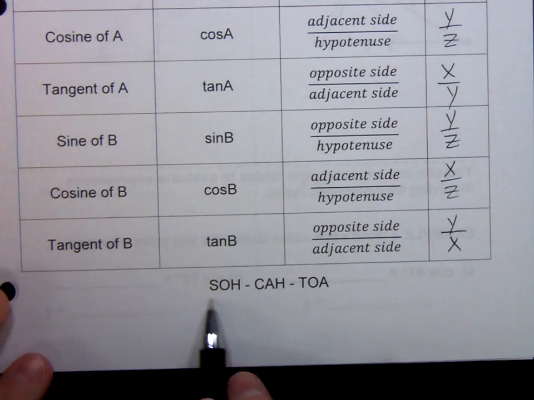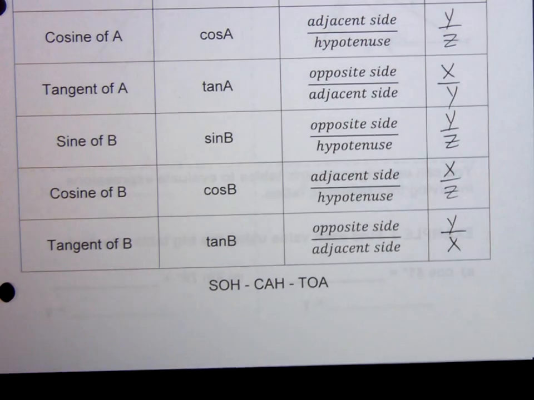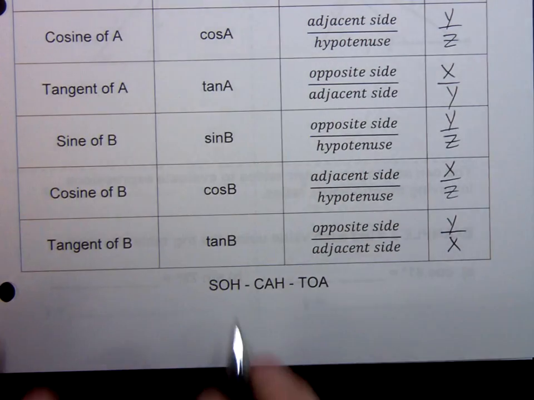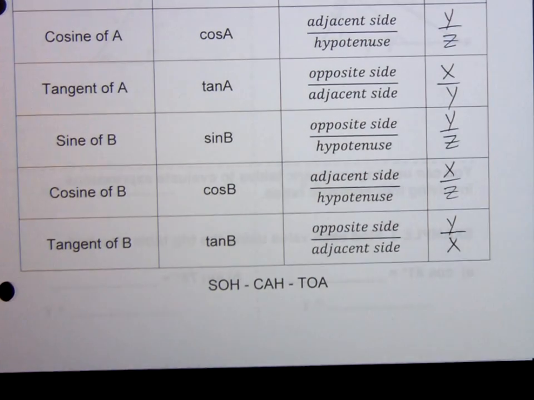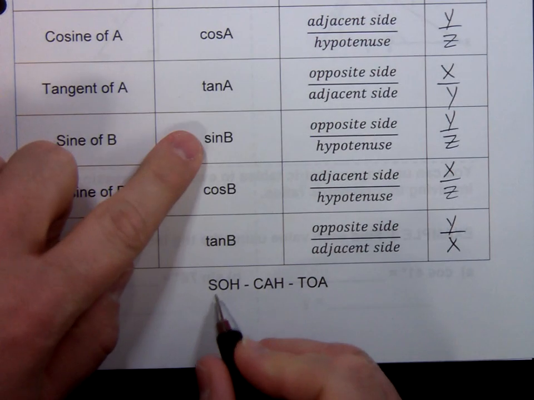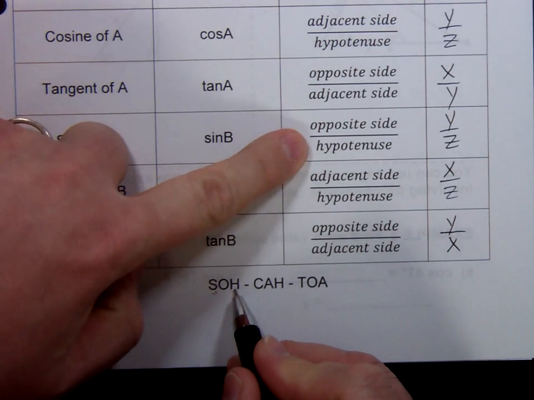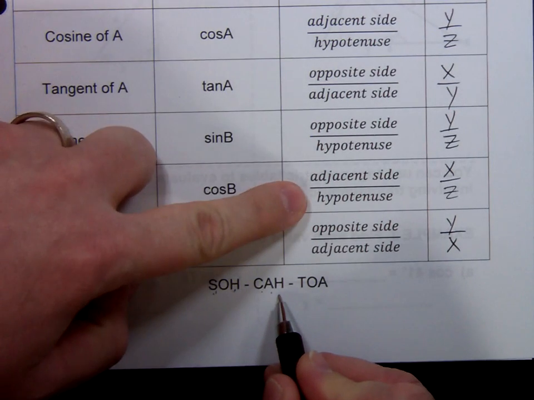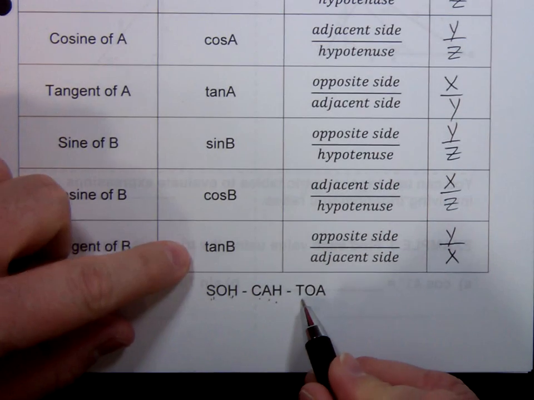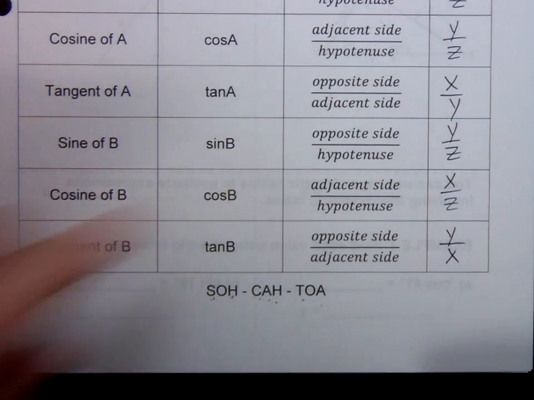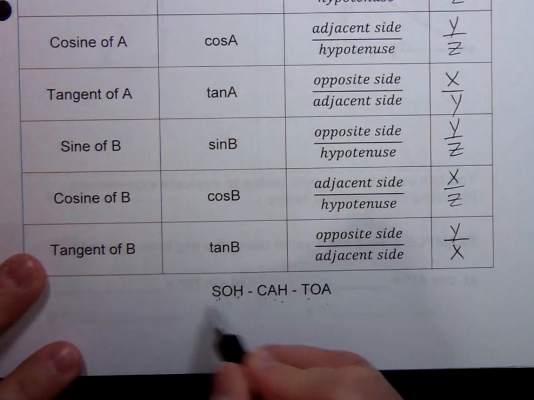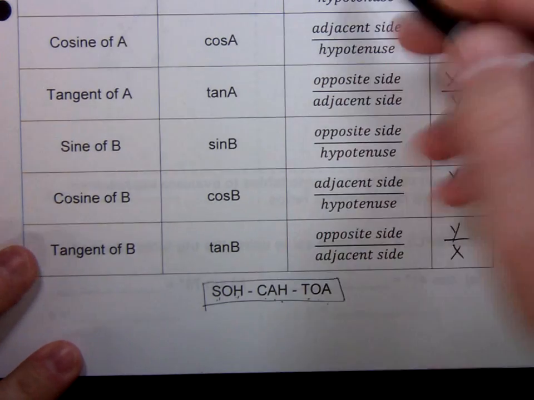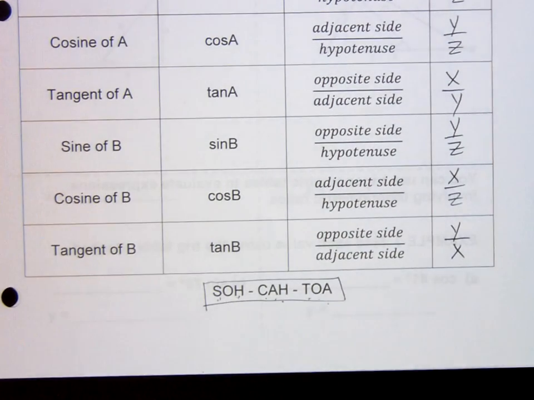Here is your abbreviation or thing to memorize so that you can memorize all these ratios. SOHCAHTOA. What this means is that sine of an angle is equal to the opposite over the hypotenuse. Cosine of an angle is equal to the adjacent over the hypotenuse. And tangent of an angle is equal to the opposite over the adjacent. If you can just memorize SOHCAHTOA, then you can remember all of these ratios without having to memorize the whole thing in long form.